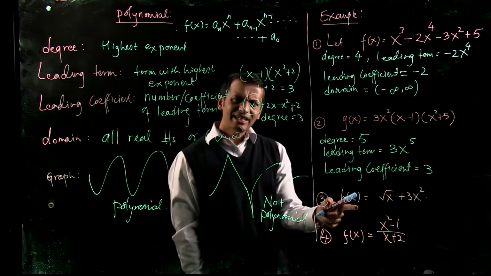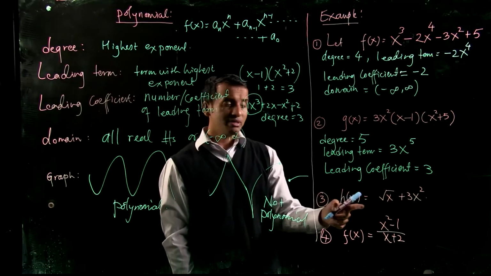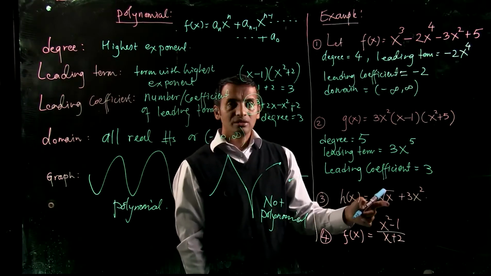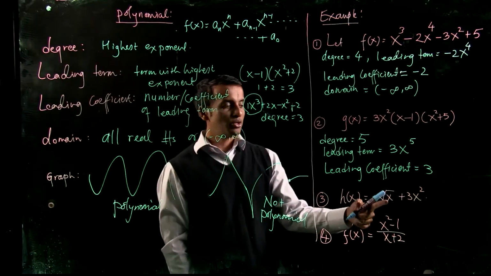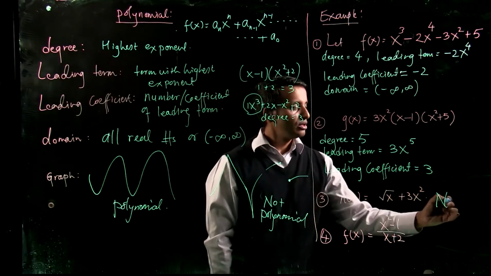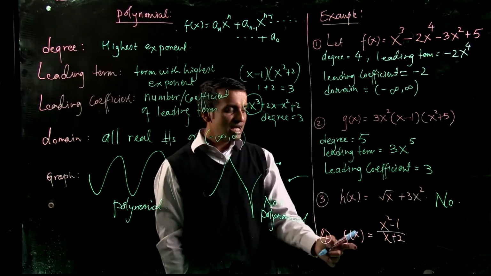Okay. So what do you think? Is h of x a polynomial? It is not, because of x to the 1/2. The exponent of x is not a whole number, so it is not a polynomial. No, not a polynomial. Also, how about the last one?